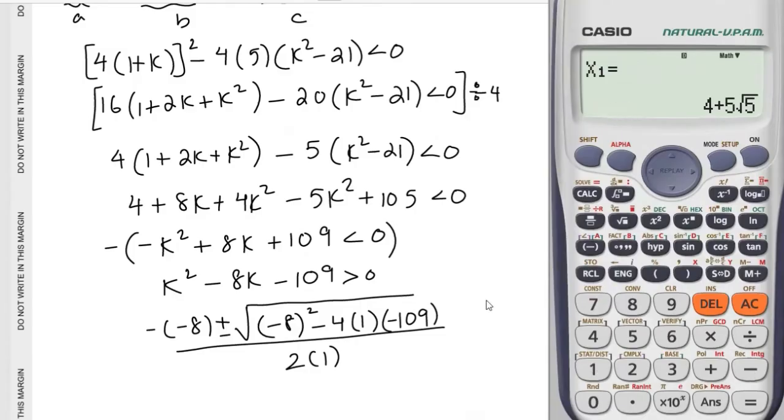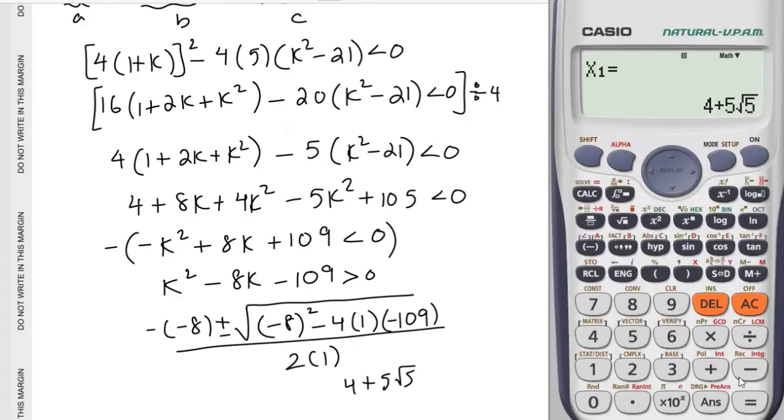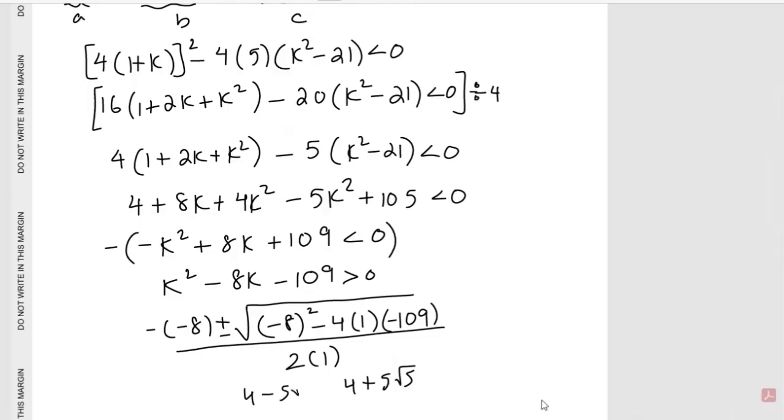And now I can get 4 plus 5 root 5. And what's the other one? It's going to be 4 minus 5 root 5, right? So make a parabola like this. Put your quadratic expression on that. So this is 4 plus 5 root 5, this one. And this one is 4 minus 5 root 5, right?